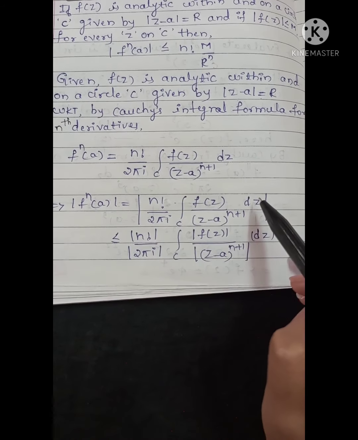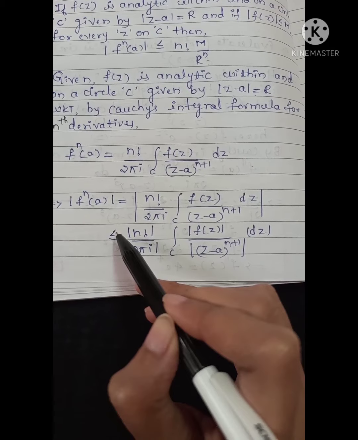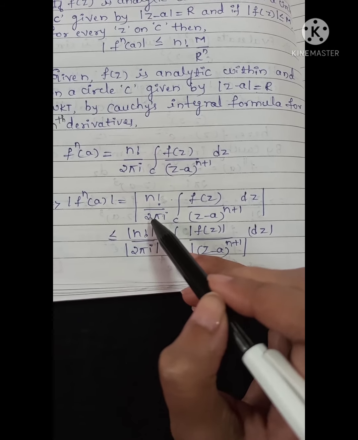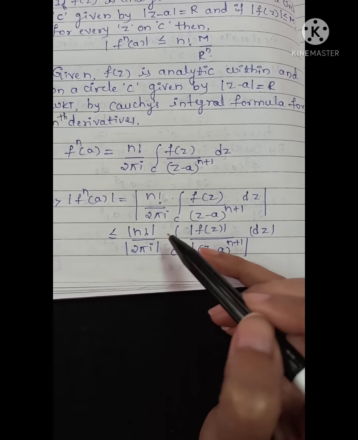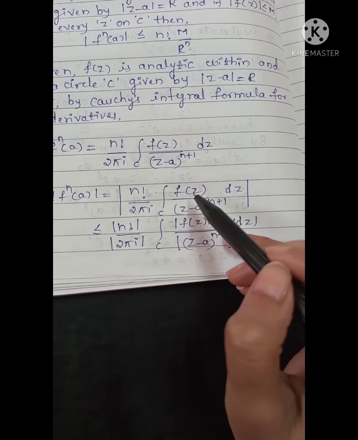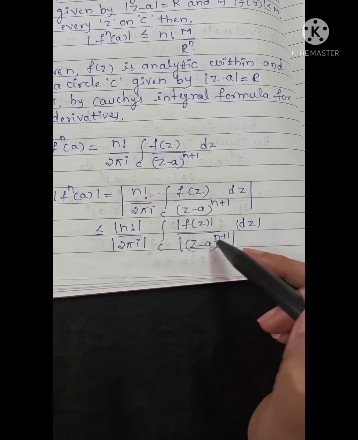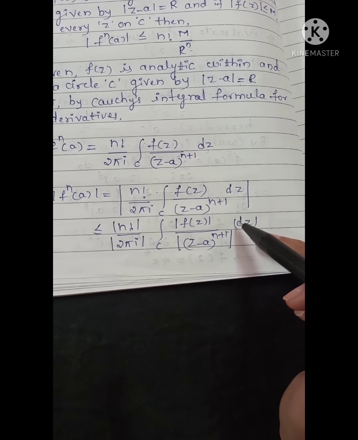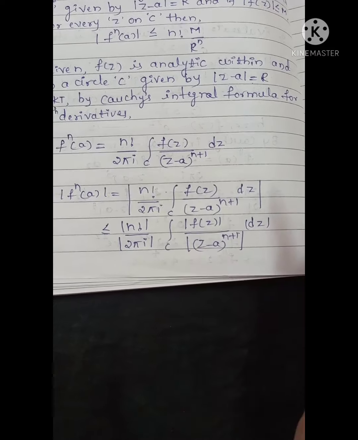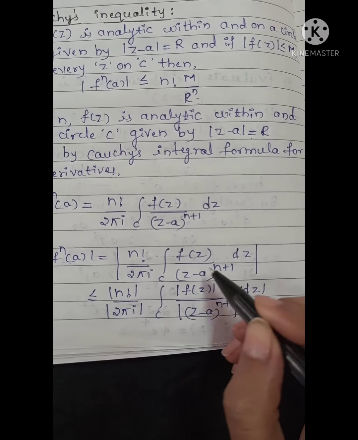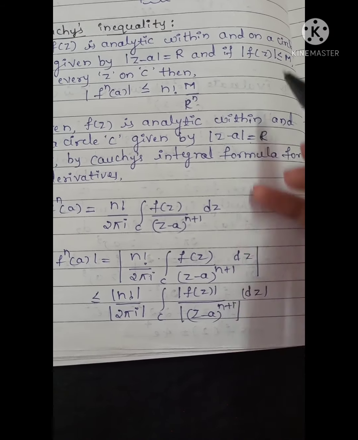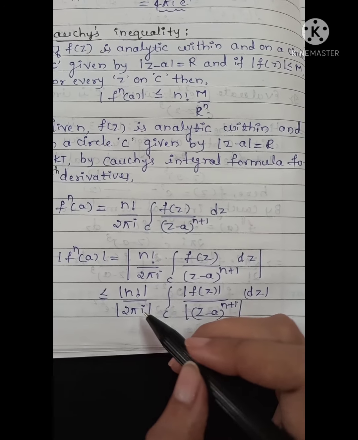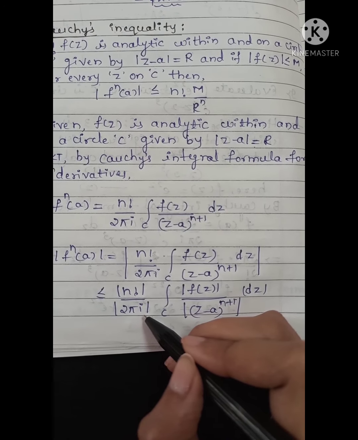Therefore the above equation can be written as less than or equal to mod of n factorial divided by mod of 2 pi i into the integration of mod of f of z divided by mod of z minus a whole to the power n plus 1 into mod of dz, but they have given that mod of f of z is less than or equal to M, and the mod of i value can be taken as 1.